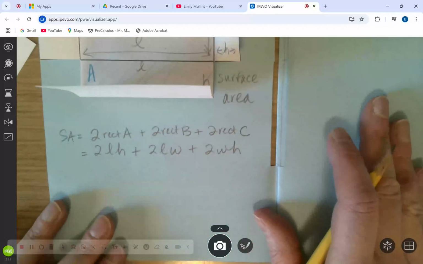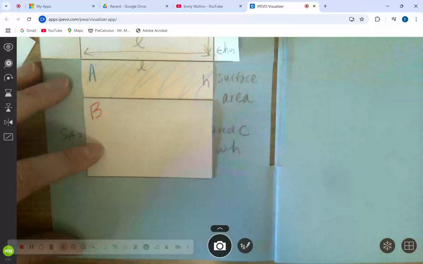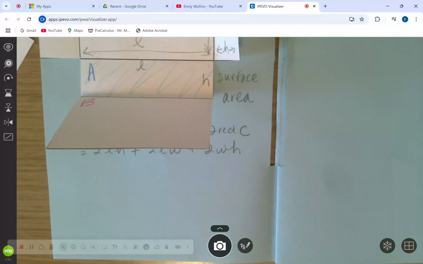So let's say I'm going to go ahead and use a ruler, we'll be measuring in class. I don't have one handy. Oh, maybe I do. Maybe this is a ruler.